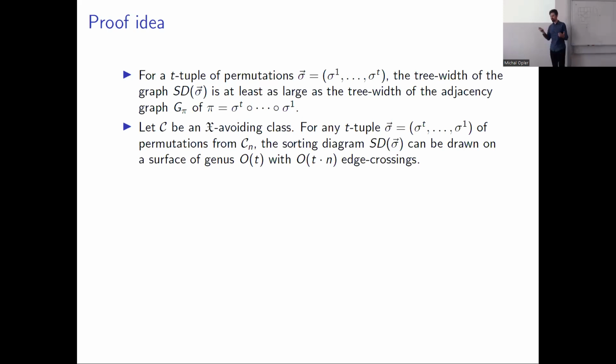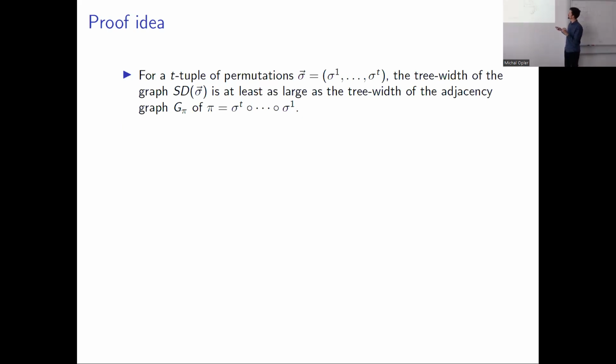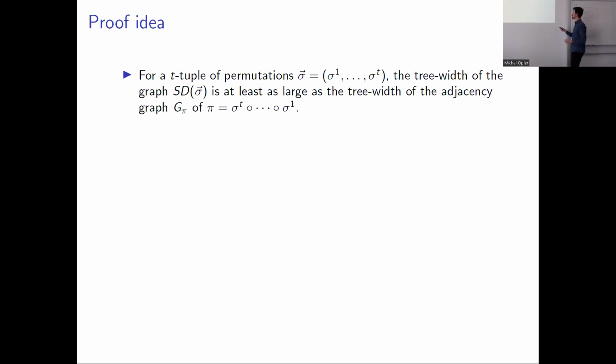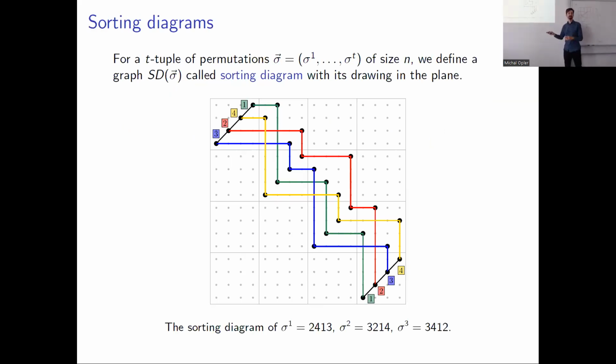And the sort of magic part is that, taking our structural theorem, we can show that if we have the chi avoiding class, then we can draw this sorting diagram on a surface with small genus and not too many edge crossings. Particularly, we can draw it on a surface that has genus linear in the number of sorting steps and using roughly sorting steps times n edge crossings. You just take this and add sufficiently many handles and crosscaps at nice points. Like you essentially start with this drawing in the plane, and then you help yourself by adding a small number of handles and crosscaps.